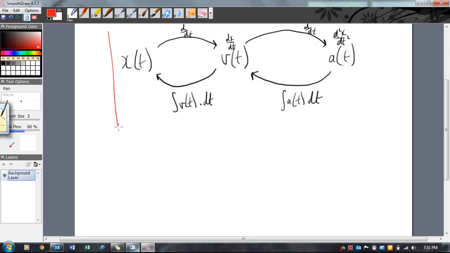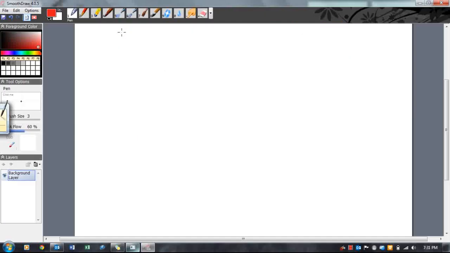And this is a really important relationship to understand, how to get between position, velocity and acceleration. That's super important. I'm just going to cover off a few other little things before I do some examples. Just some housekeeping.